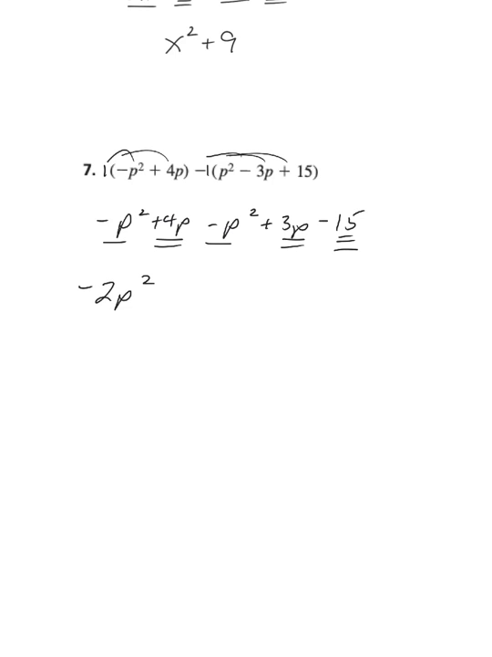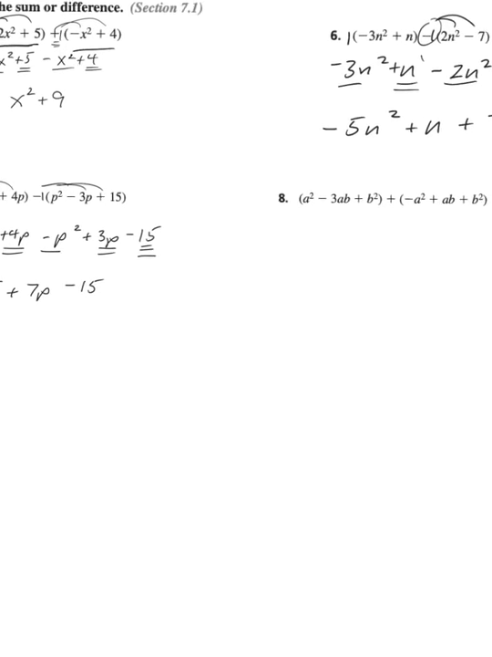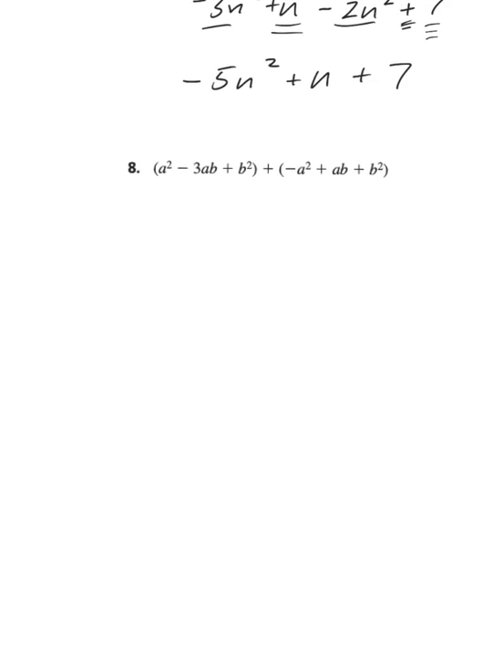Let's go to the next term. I'm putting it in standard form right away, if you notice. 4p and 3p for a total of 7p. And then our constant is minus 15. There's nothing to add to that. So we get this big trinomial here. And again, that minus sign is always the tricky thing to be careful of.